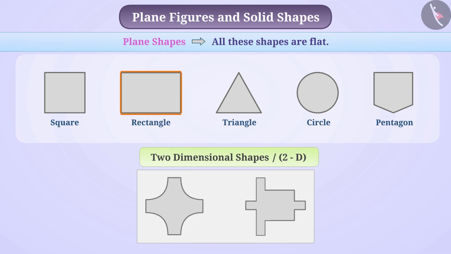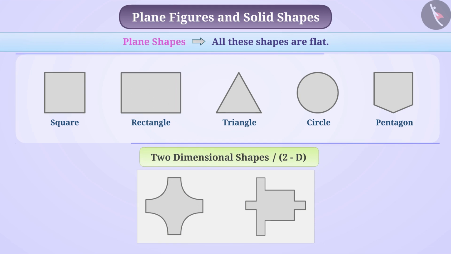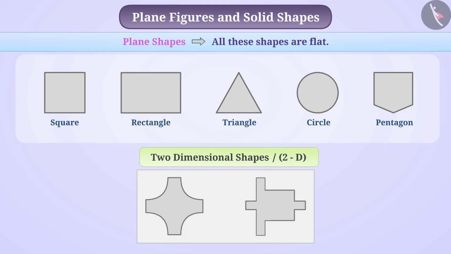In this way, it is not necessary that the two-dimensional shape is always a polygon. It can be of any shape which is situated in one plane. We can say that square, triangle, circle, pentagon, etc. also are two-dimensional shapes.